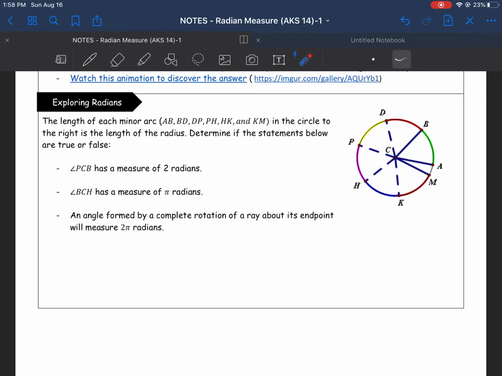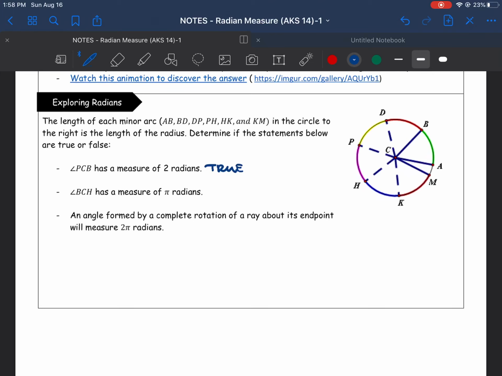Statement 1 says angle PCB has a measure of 2 radians. So if we look at angle PCB, since angle BCD and angle DCP both measure 1 radian, angle PCB combined will measure 2 radians. So this first statement is true.